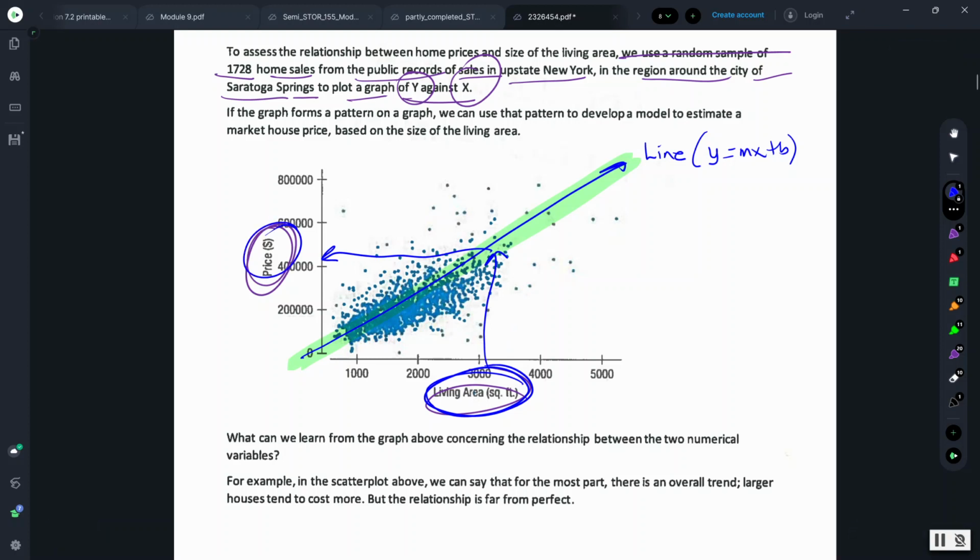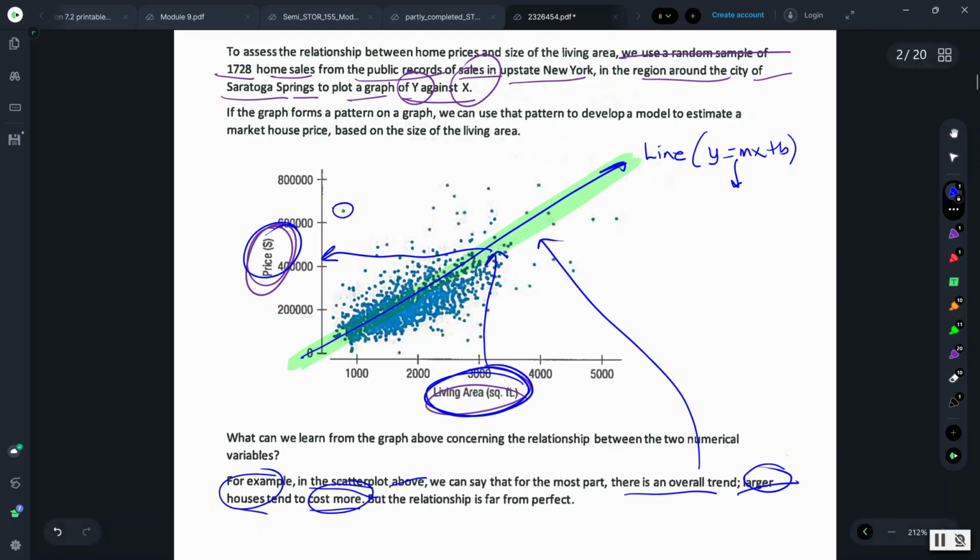In particular, we can say that in the scatter plot above, there is an overall trend. Larger houses tend to cost more, and that is what you used to call positive slope. That is the meaning. Larger houses tending to cost more. We can see that there are some stragglers here, which tells us that this relationship is far from perfect.